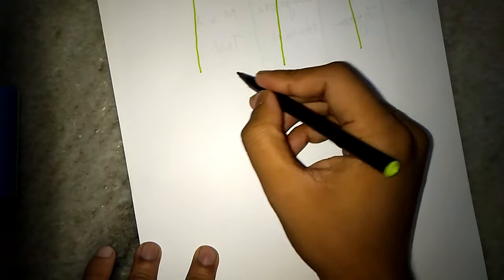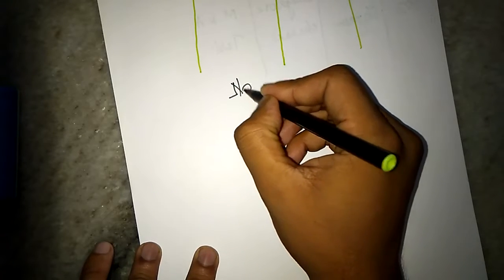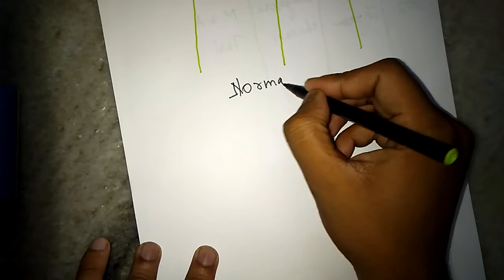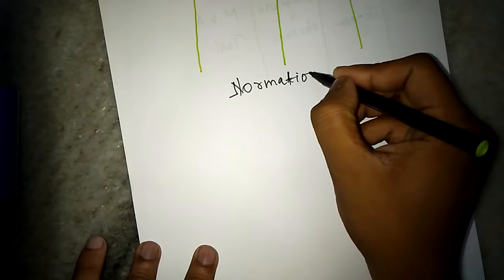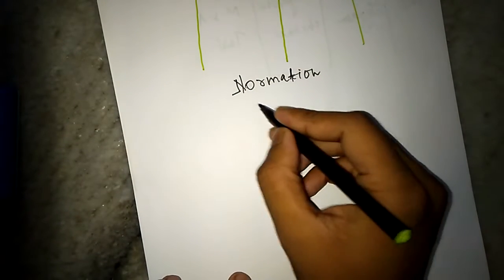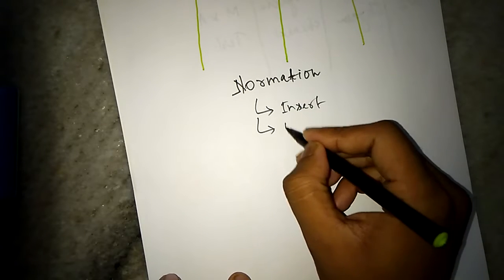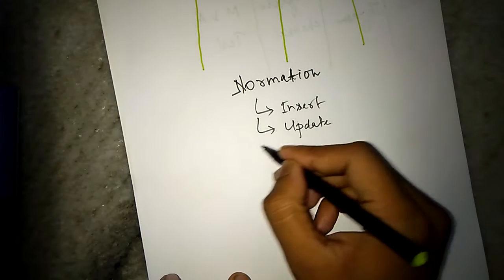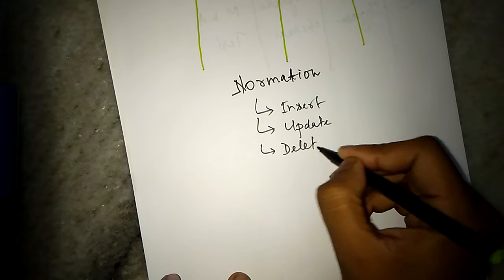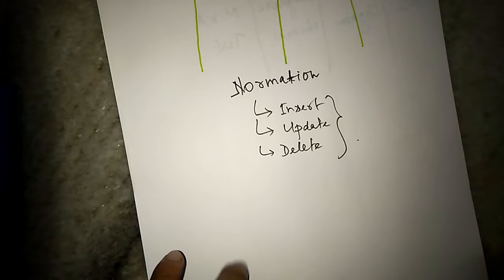Normalization is actually a procedure to divide a table into small tables to overcome three types of redundancy: insert, update, and delete redundancy. So we will break a big table into small tables that will cope with these three redundancies. So let's get into details. What are the three types of redundancies?